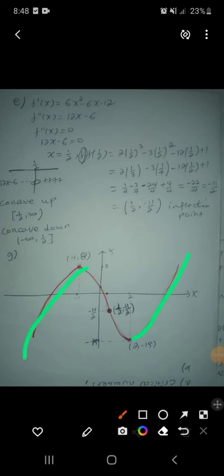The graph is strictly decreasing from -1 up to 2.